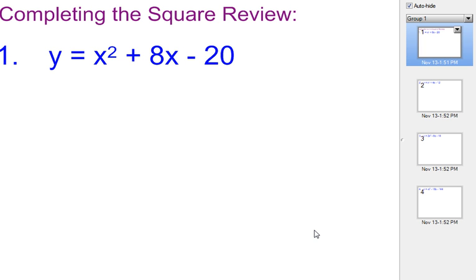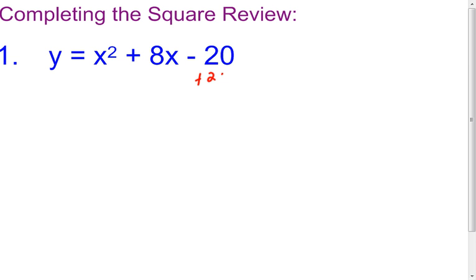So what I'm going to do is add this 20 to the other side, because I want my constant on one side of it. So I will have y plus 20 over here, and then, of course, I will have x squared plus 8x over here. And remember, the goal is to add something to this right side of the equation so that it becomes a perfect square, okay? What I mean by perfect square is a quantity times itself.